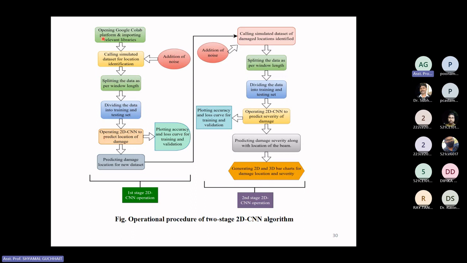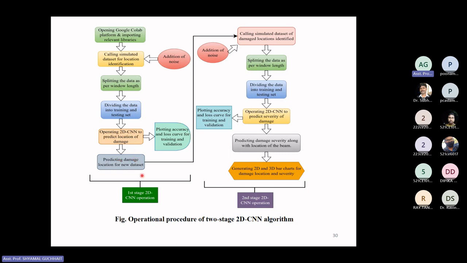The Google Colab platform is used for writing all the CNN codes. On this platform, we first import the data, then call the simulated data set for location identification. After that, we split the data for training and testing, and then do the training and testing using the 2D CNN algorithm to detect the location of the damage position.